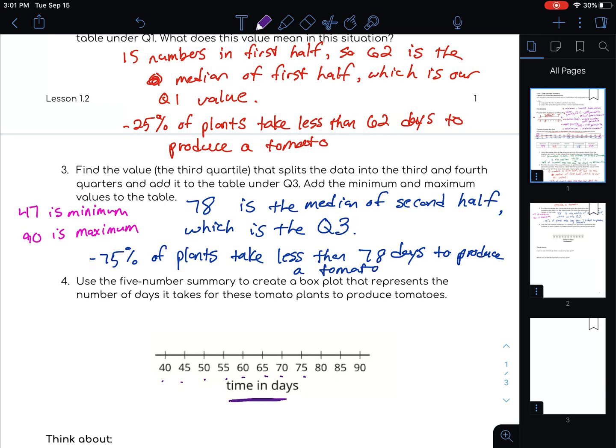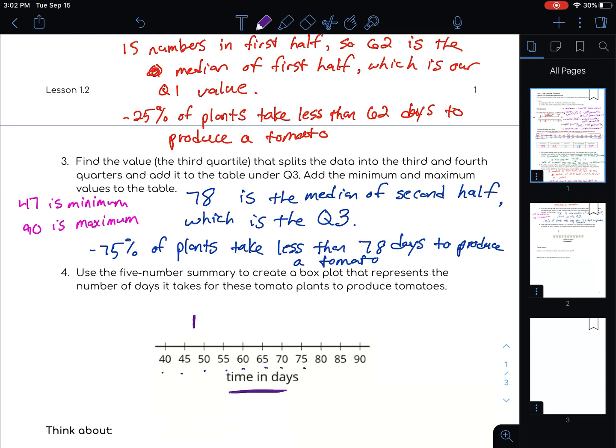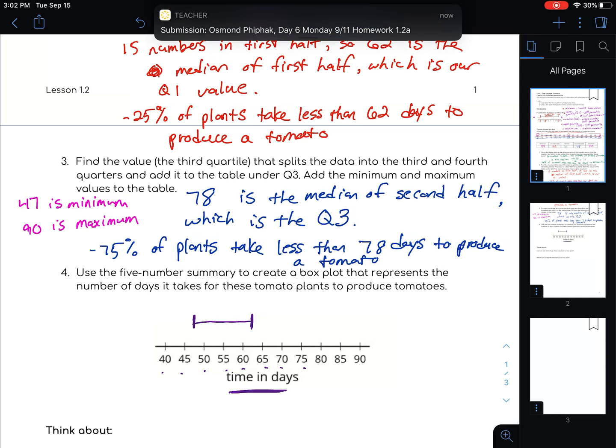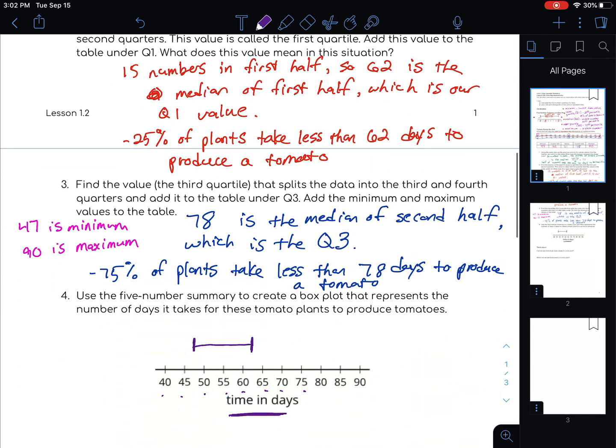So the minimum is 47. So estimate about where 47 is and put a little line above that. So that's our minimum. Our Q1 value was 62. So estimate about where that 25th percentile is. 62 is about right there. So we make a little line up to the 62, to that lower quartile. The median was 71. So we'll put another little line. I'm going to estimate about where that is. Now that's the beginning of our box.